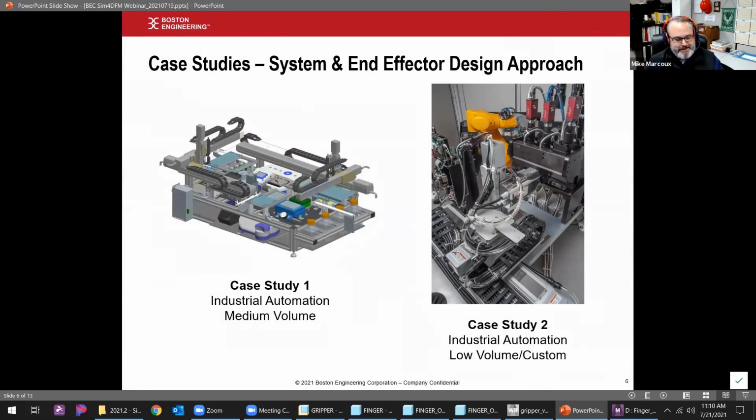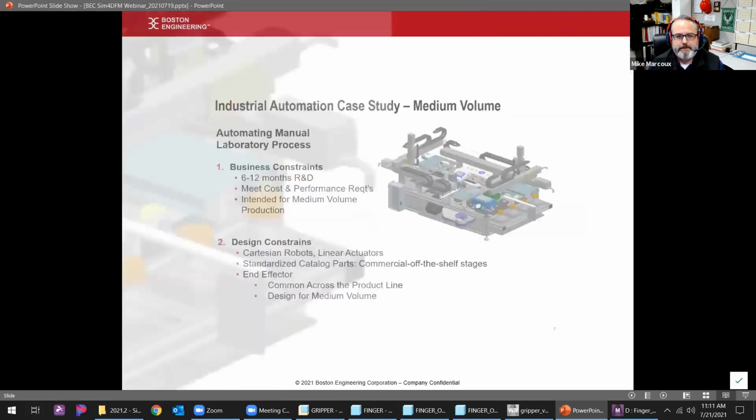Wow, great intro, Jim, and thanks for the setup. So what we have here are two different case studies. Both of them are industrial type automation cases. One was targeted for a medium volume, the other one for very lower volume, but has a higher level of customization. So let's go into the first case study and take a look.